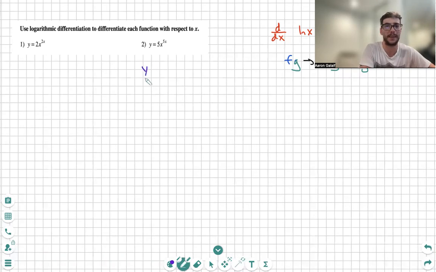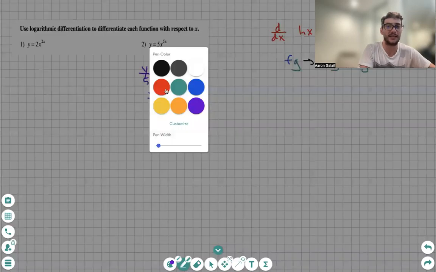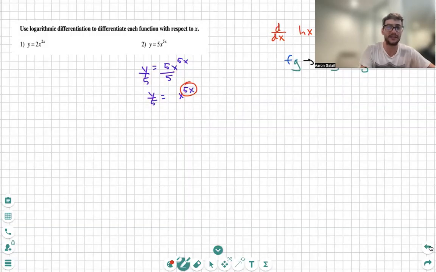Let's apply. First thing we need to do in this equation is divide by 5. We want our x to the 5x by itself. We're going to get y over 5 is equal to x to the 5x. At this point, I want this out of the exponent. In order to do that, I'm going to take the natural log of both sides. We're going to rewrite, and we'll see ln of y over 5 is equal to 5x times ln of x.